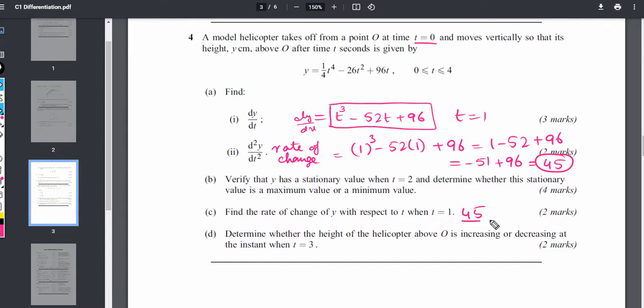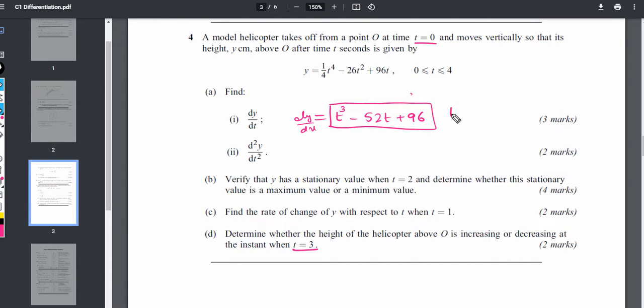Now in part E, it says determine whether the height of the helicopter above O is increasing or decreasing at the instant when t equals 3. As I have told you, in order to find out the increase or decrease, we will just put t equals 3 into my equation for the derivative, and if I get a positive answer, it means the height is increasing. If I get a negative answer, it means that the height is decreasing. So I'll simply have to put t equals 3 into this equation.